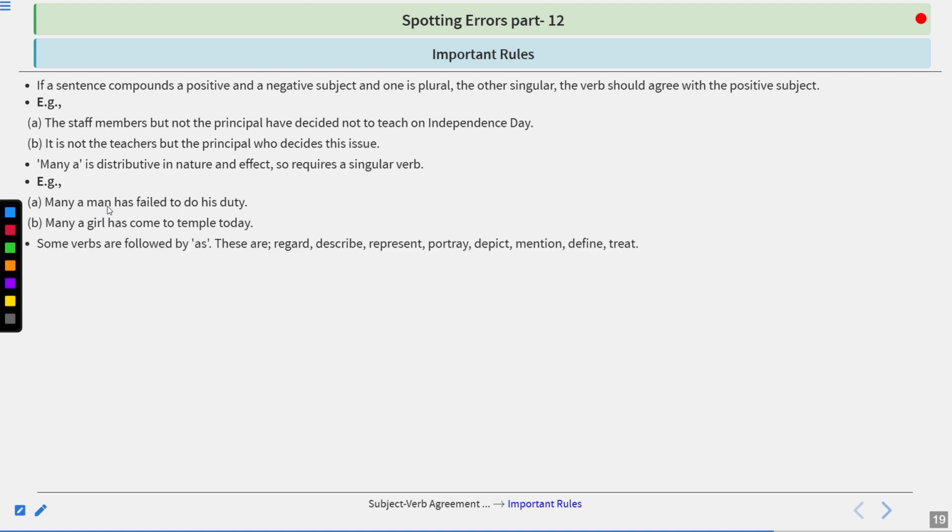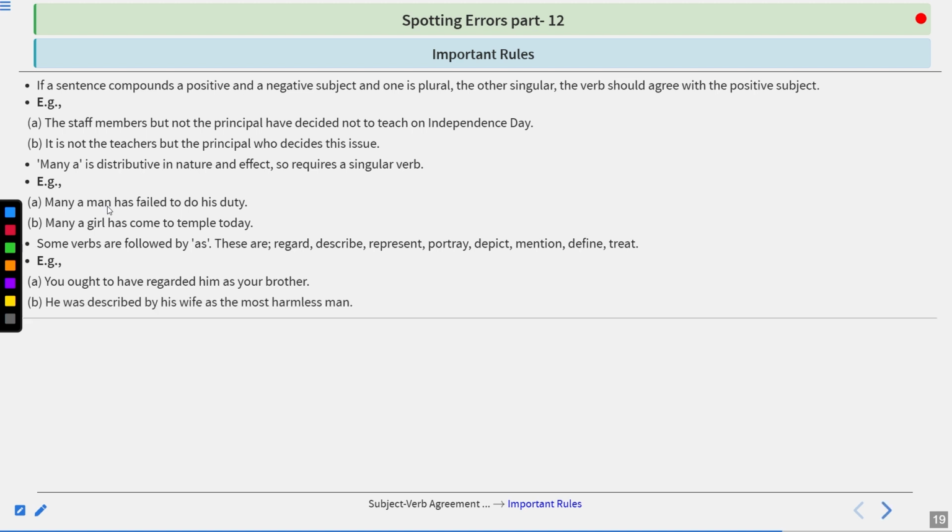Some verbs are followed by as. These are regard, describe, represent, portray, depict, mention, define, treat. You ought to have regarded him as your brother. He was described by his wife as the most harmless man. I hope you understood.